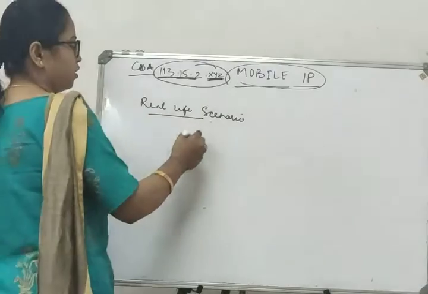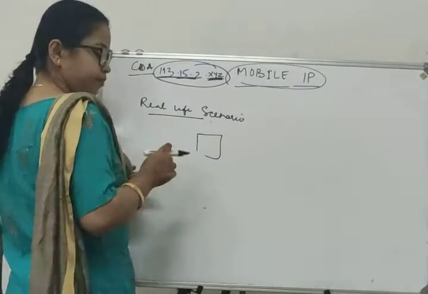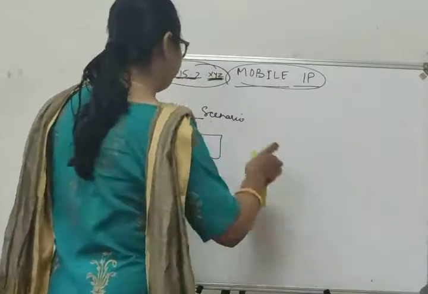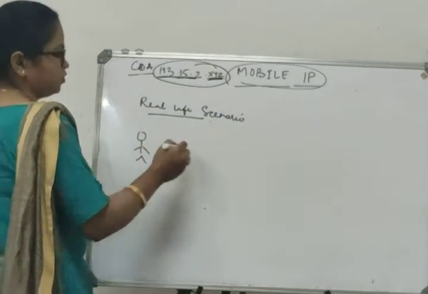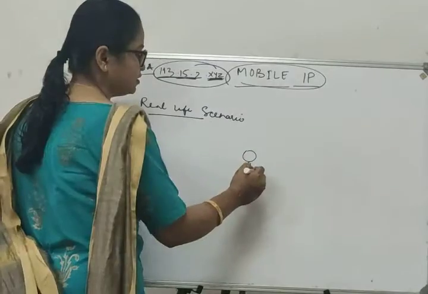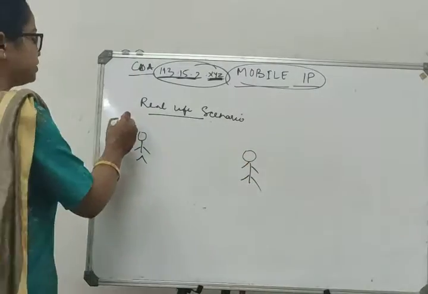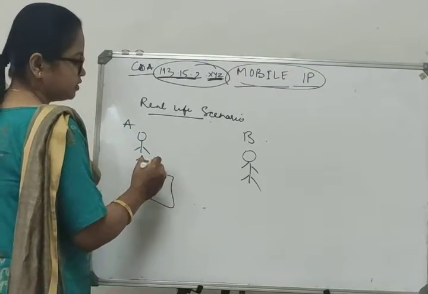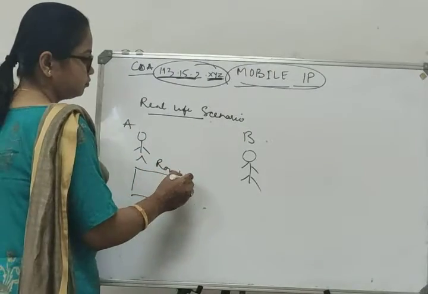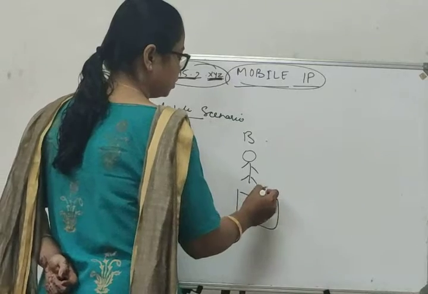Suppose there is a kid called A. Now I am not making pictures of a computer. I will simply draw people so that you understand. Suppose there is a person A and a person B. This person is in Rourkela. This person is in Sundargarh.